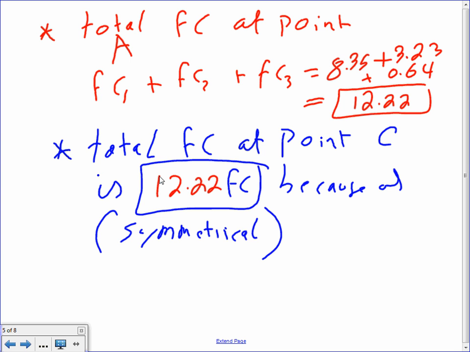5 minute break. I'm going to continue with more lighting. Thank you. Yep.